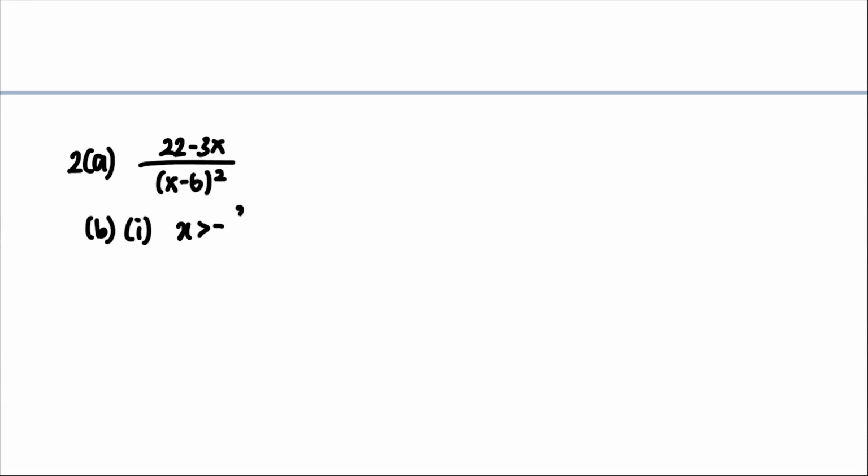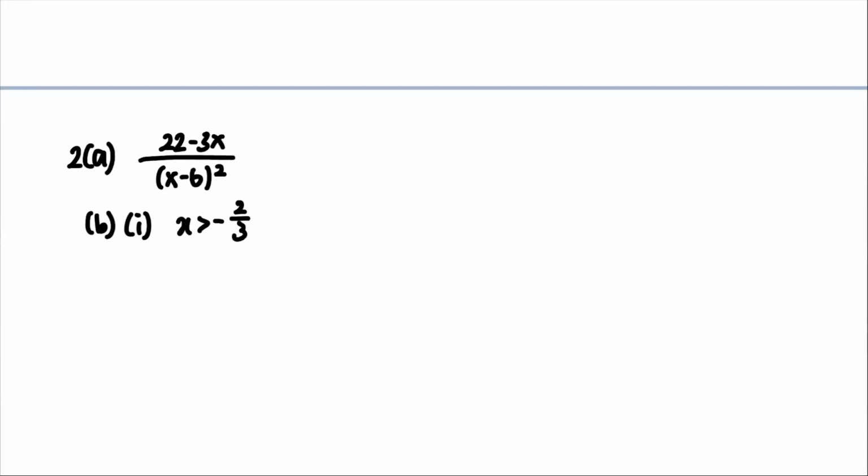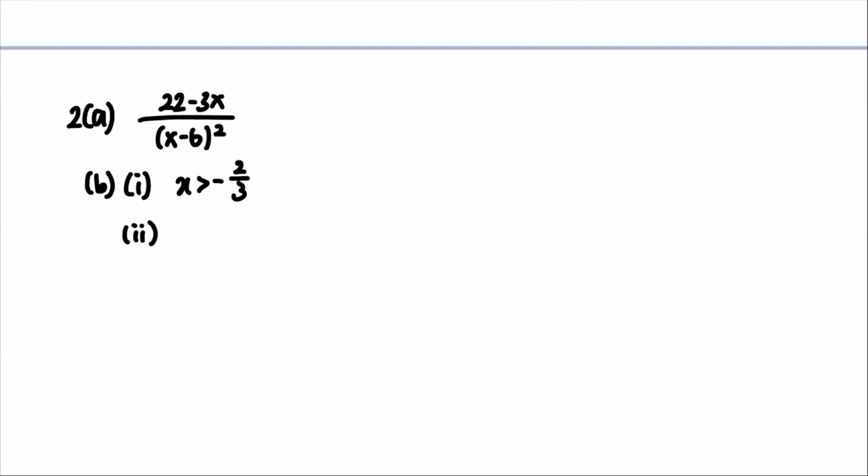The answers are: the first one, question 2, part A, 22 minus 3x over x minus 6, whole thing squared. And that's the answer. So question 2, part A, the answer is 22 minus 3x over x minus 6 squared. Part B, part 1, the answer is x is greater than negative 2 over 3. And part 2, the answer is 0.